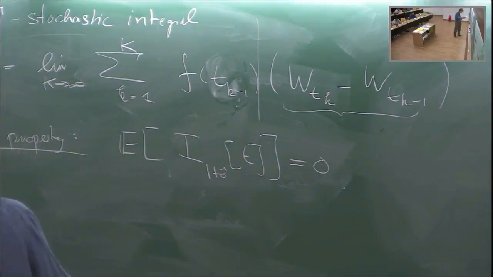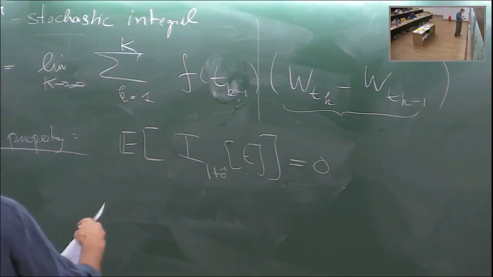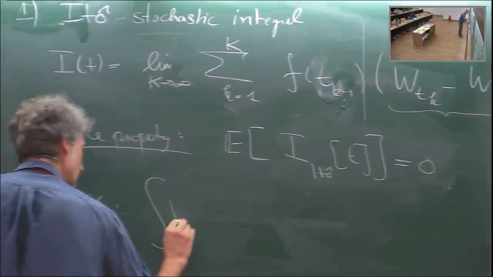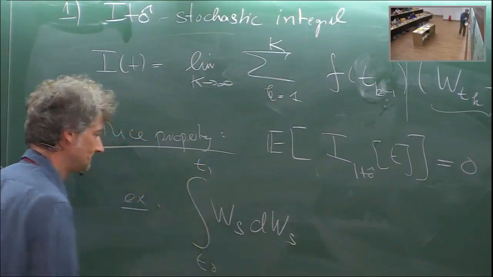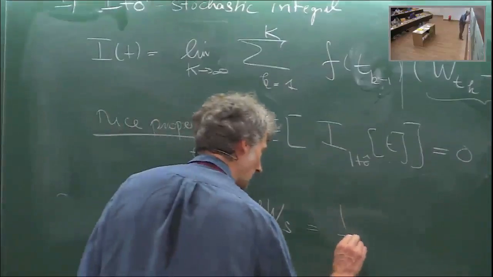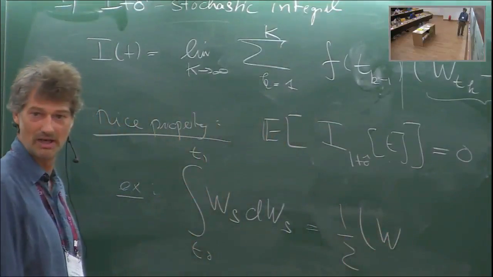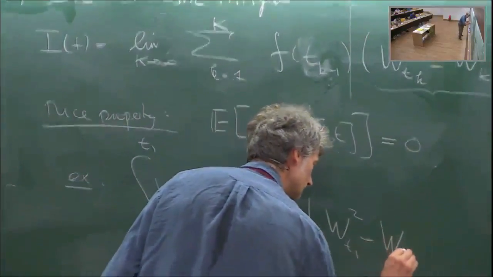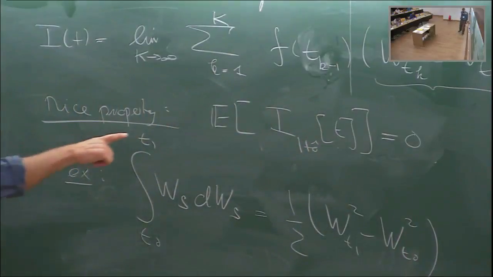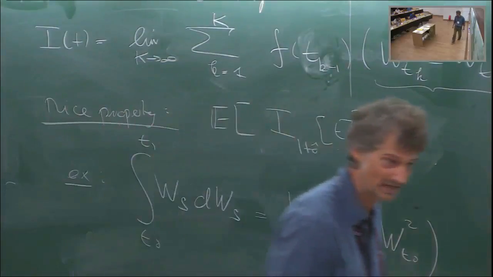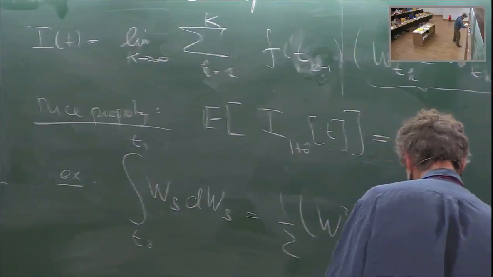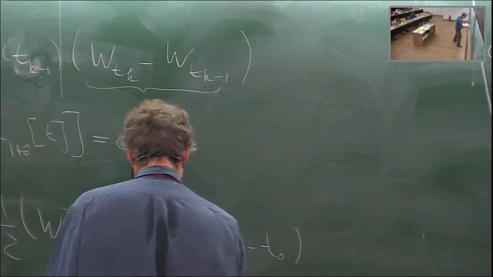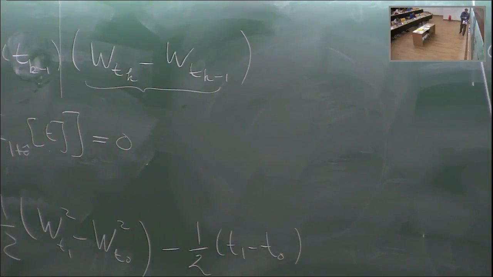But you pay for this. If you actually calculate something like the integral of W_s dW_s from t0 to t1, well, let's do classical calculus. Classical calculus would tell me this is 1/2 W squared evaluated at t1 minus evaluated at t0, right? But if you use this definition here, it's a bit fiddly, but you can actually do that, and you find out that you have to subtract a term, minus 1/2 (t1 minus t0). So you have this nice mathematical property, but what breaks down completely is classical calculus. Classical calculus doesn't work.